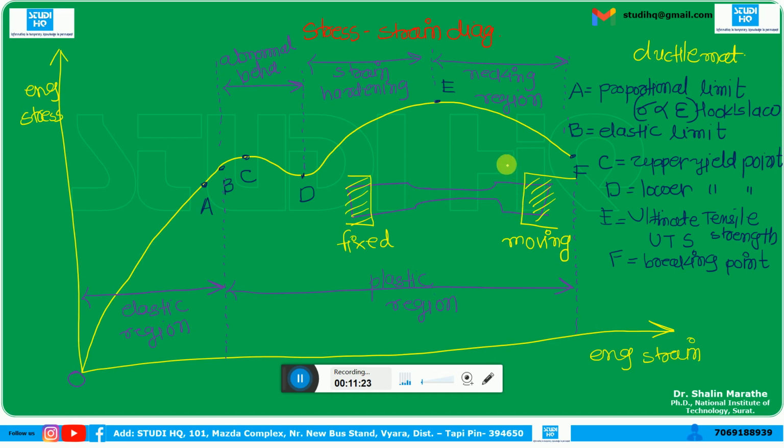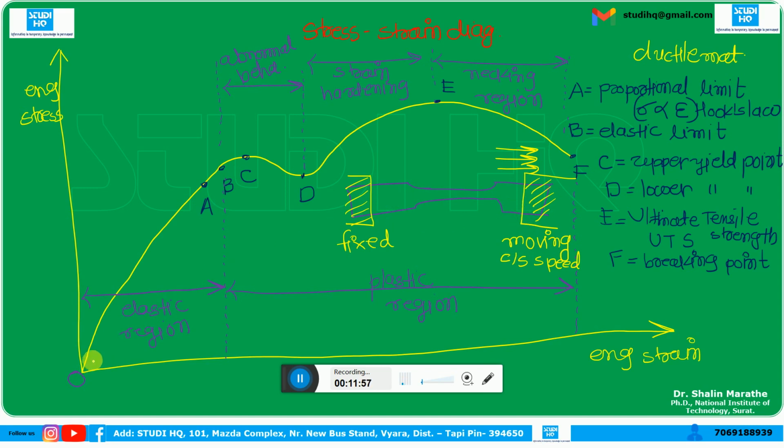So we are applying the displacement in this direction. The speed by which this end, the moving end, moves, that is known as the crosshead speed, or we can say the testing speed. According to the standard, we have to maintain the speed. So we have gripped the specimen and we are applying the deformation when we move this end.